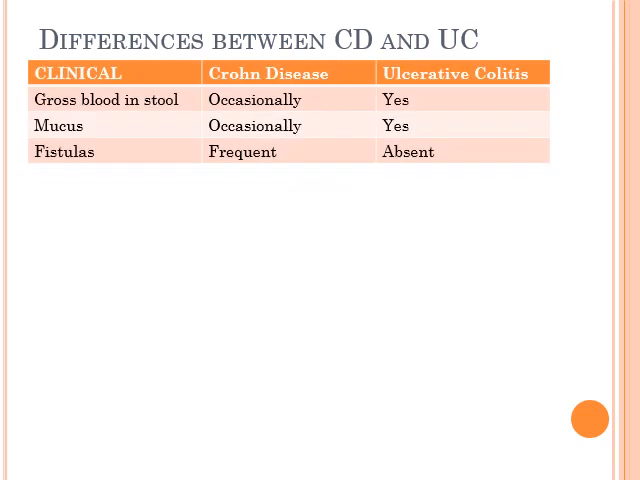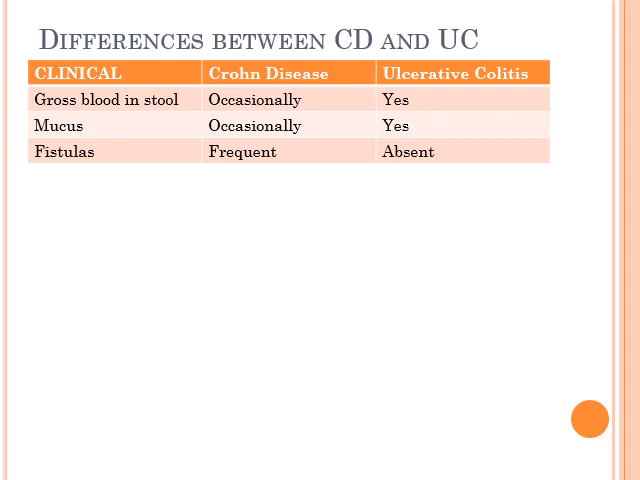So the most important thing for you all, after all these slides and all these things which I have talked about, for your theory and also for your viva, is the differences between these two entities, Crohn's disease and ulcerative colitis. So how do you distinguish? Now, this slide actually summarizes everything which I have talked about till now. Clinically, how will you distinguish? If there is gross blood in stool, it is usually ulcerative colitis, as I told you. And even if there is mucus present in the stool, it is usually ulcerative colitis.